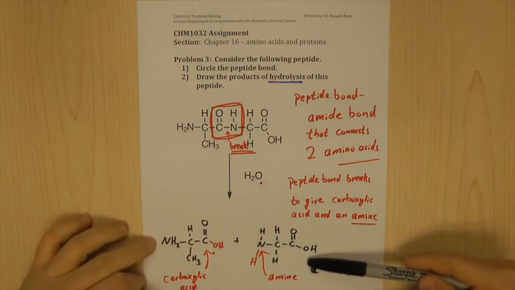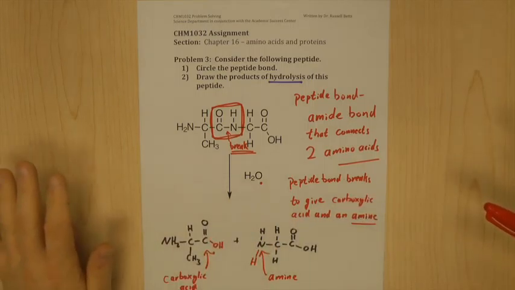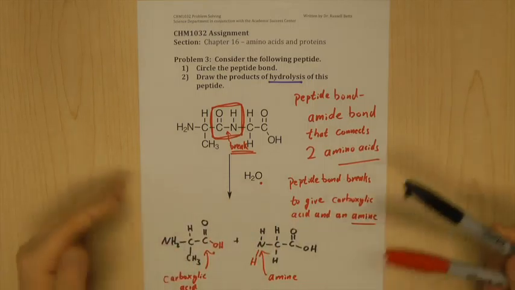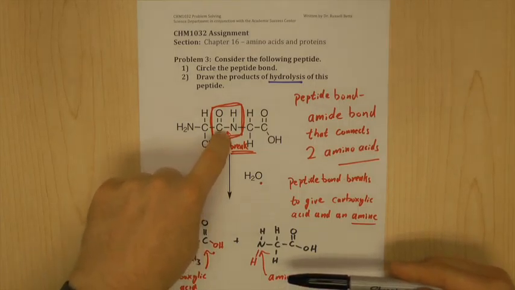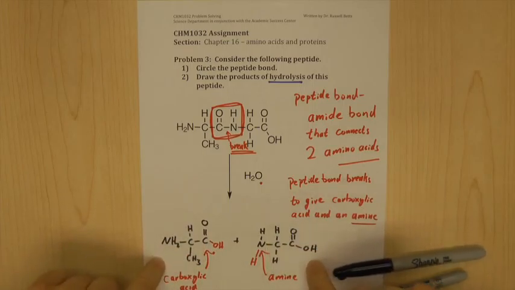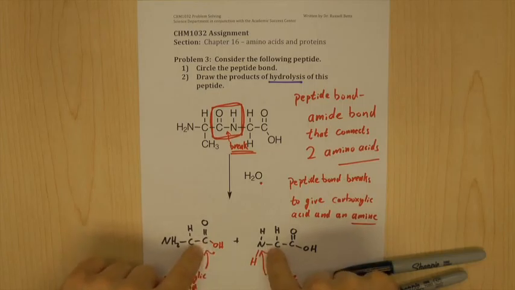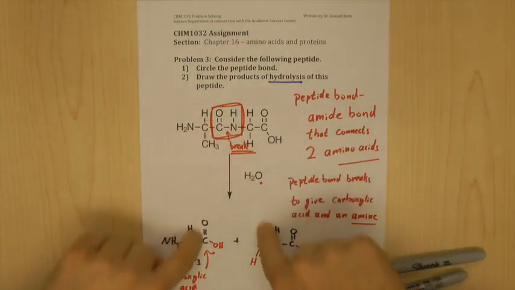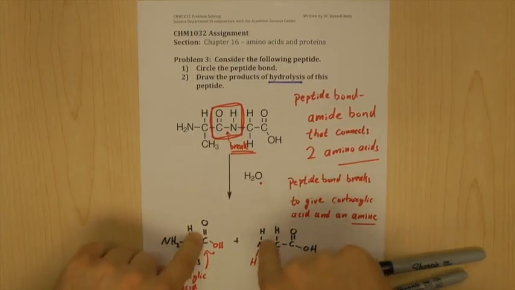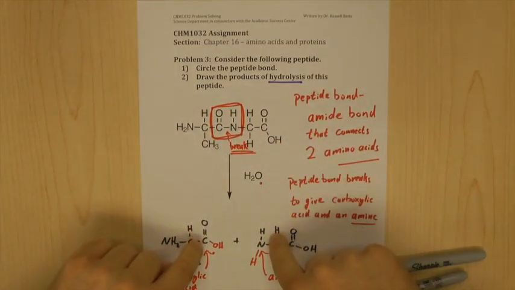Okay? Now, these are both amino acids. Don't confuse that. These are both amino acids. A peptide bond hydrolysis will give you amino acids eventually. But when you break that bond, you get an acid and an amine right here and here. They're both still amino acids. But what I mean by the carboxylic acid and the amine, I mean here and here. This bond broke in two, giving me a carboxylic acid and an amine.